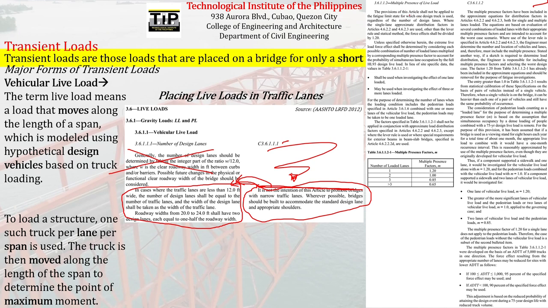Provisions of the article shall not be applied to the fatigue limits. Unless specified otherwise herein, the extreme live load force effect shall be determined by considering each possible combination of number of loaded lanes multiplied by a corresponding multiple presence factor to account for the probability of simultaneous lane occupation by the full HL93 design. So later on, makikita nyo yung HL93 na yan.